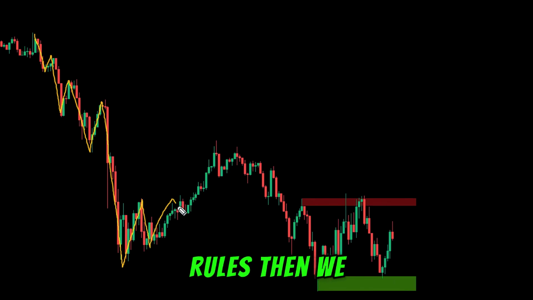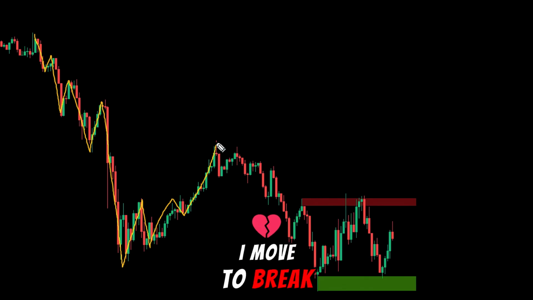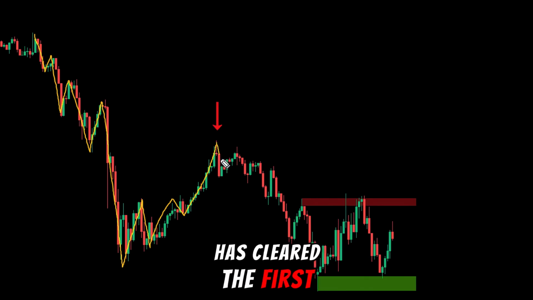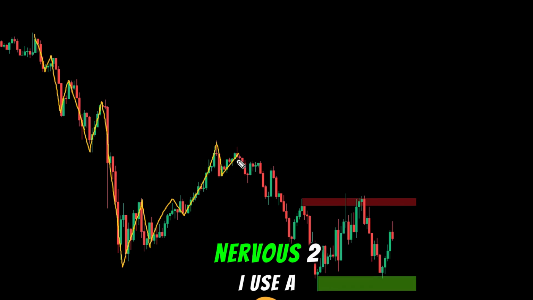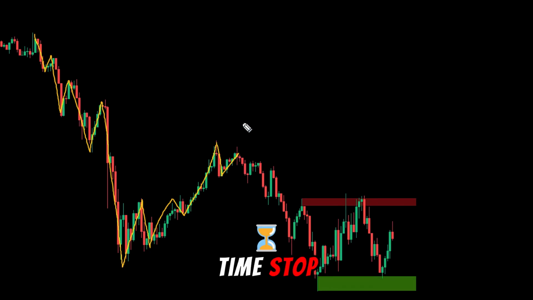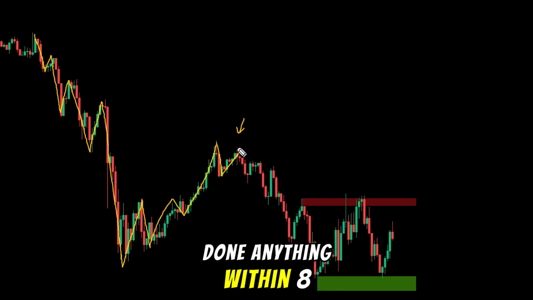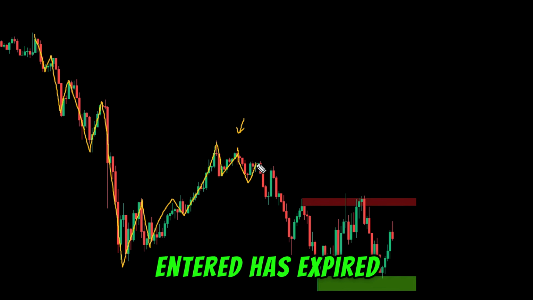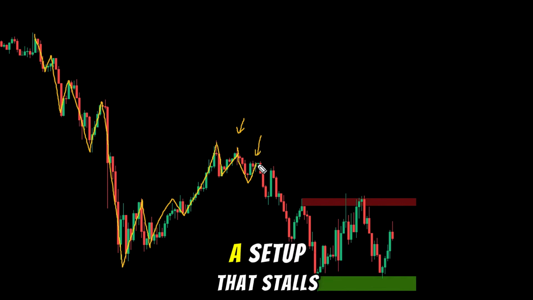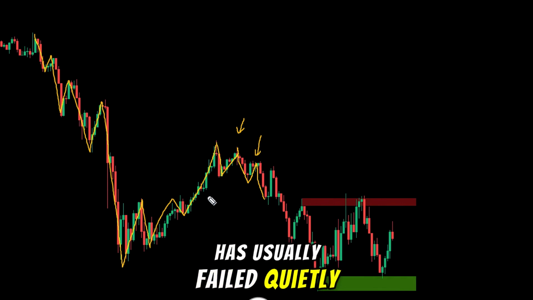2 management rules. Then we move on. 1. I move to break even only once price has cleared the first minor high, never just because I'm up and nervous. 2. I use a time stop. If the trade hasn't done anything within 8 to 10 15-minute candles, the reason I entered has expired, and I close it manually. A setup that stalls has usually failed quietly.